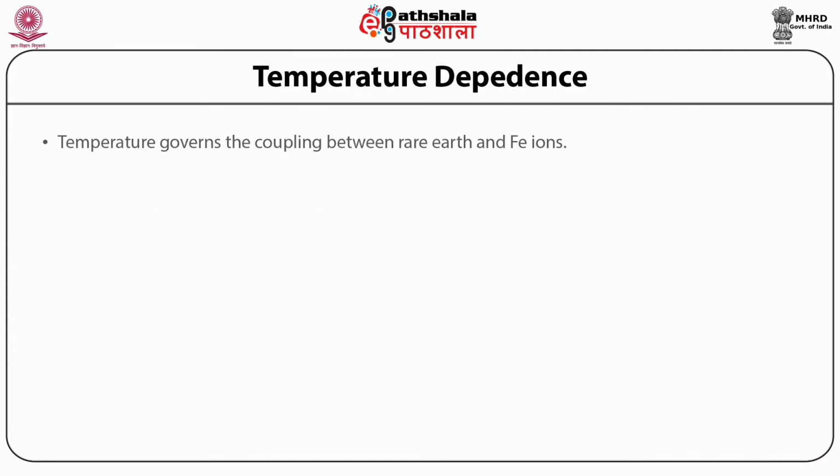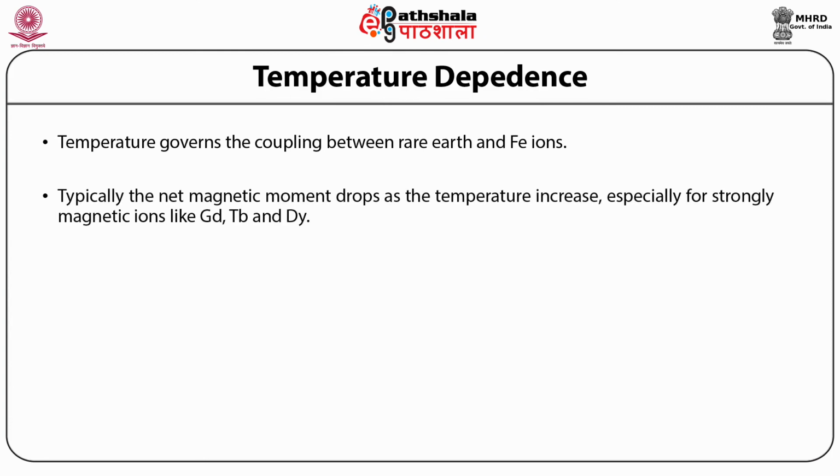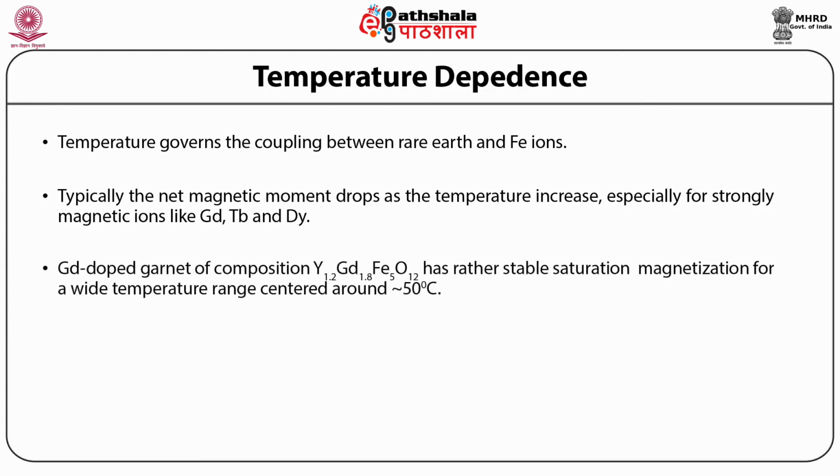Temperature dependence. Temperature governs the coupling between the rare earth and the iron ions. Typically, the net magnetic moment drops as the temperature increases, especially for strongly magnetic ions like Gd, Tb, and Dy. Gd-doped garnet of composition Y1.2Gd1.8Fe5O12 has rather stable saturation magnetization for a wide temperature range centered around 50 degrees Celsius.